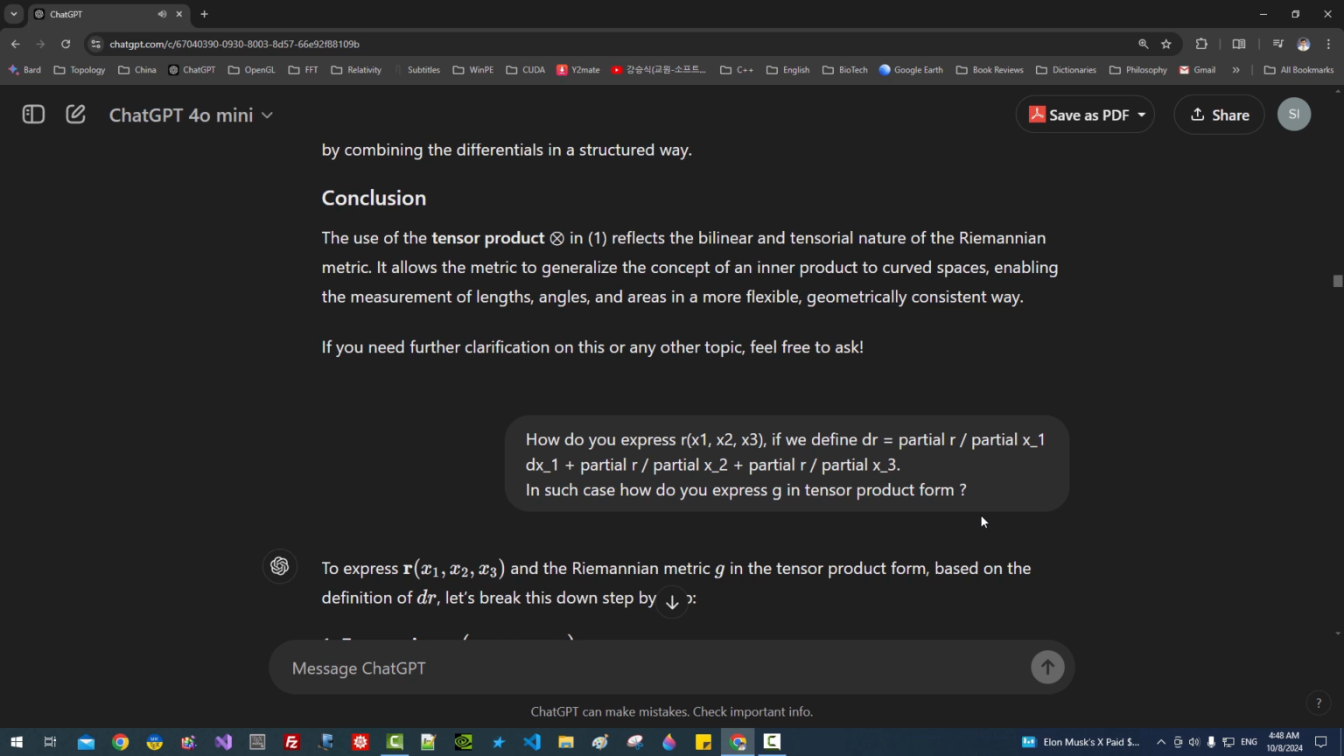The use of the tensor product in (1) reflects the bilinear and tensorial nature of the Riemannian metric. It allows the metric to generalize the concept of an inner product to curved spaces, enabling the measurement of lengths, angles, and areas in a more flexible, geometrically consistent way. If you need further clarification on this or any other topic, feel free to ask.